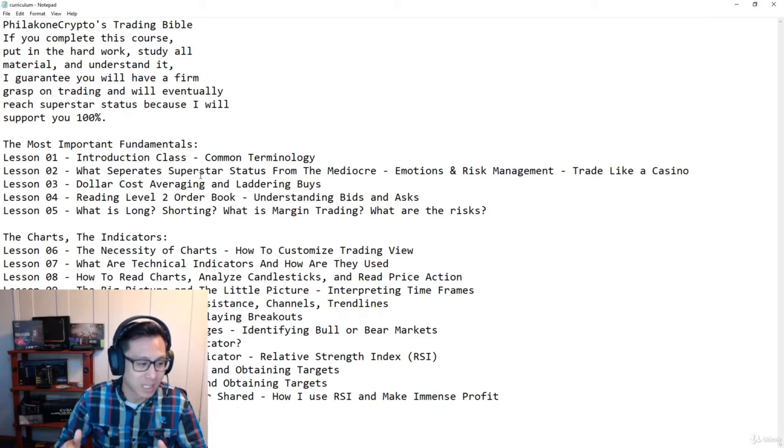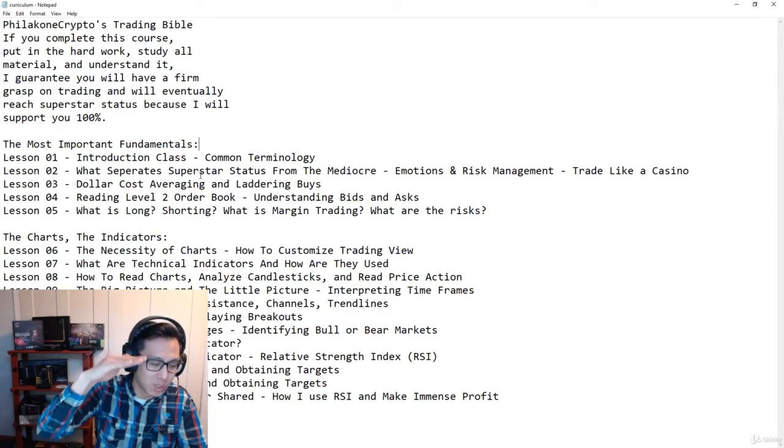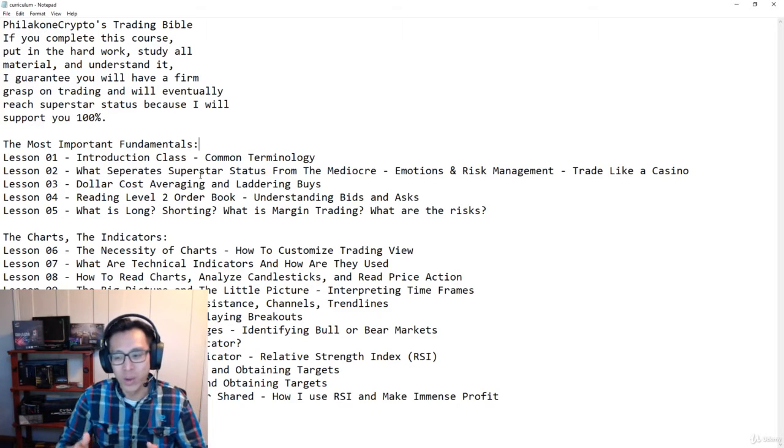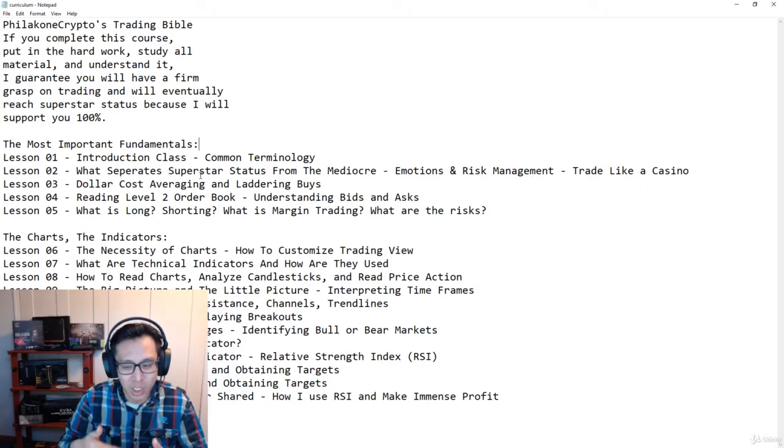What is dollar cost averaging and what is laddering your buys? Laddering your buys is the process of slowly buying on the dips as it gets lower and lower. This way you can average out the cost of your position. This way you're not actually trapped in one particular situation only.